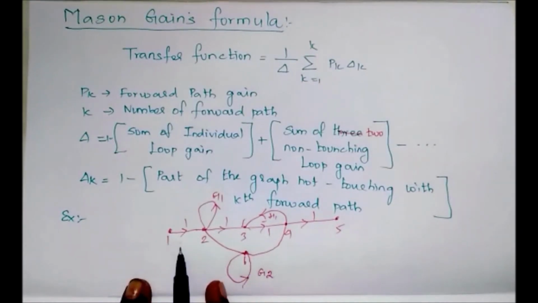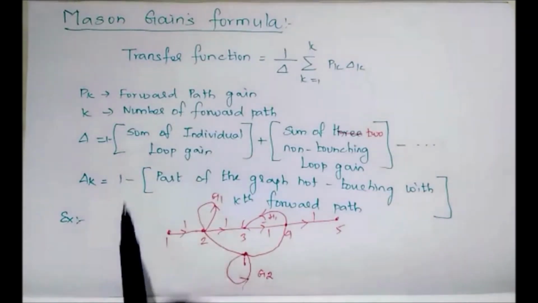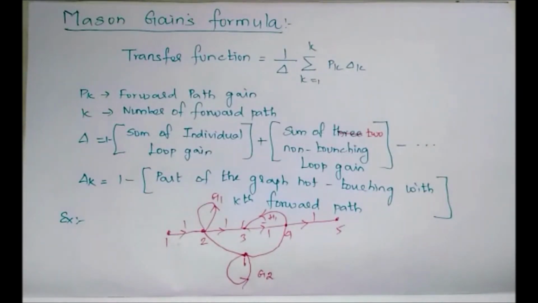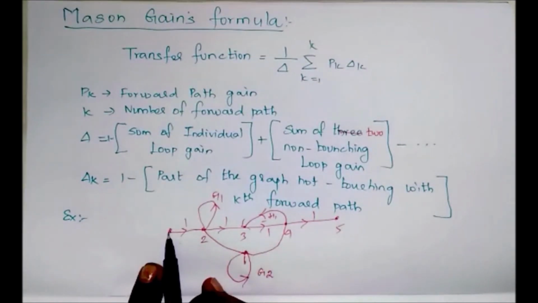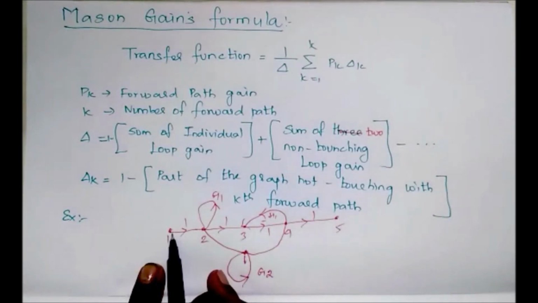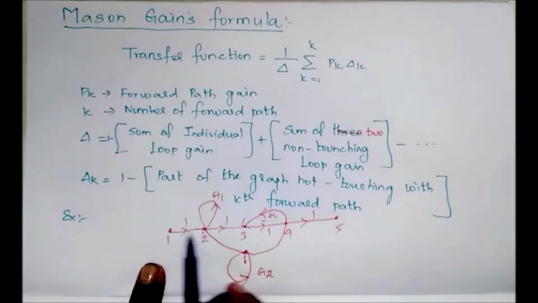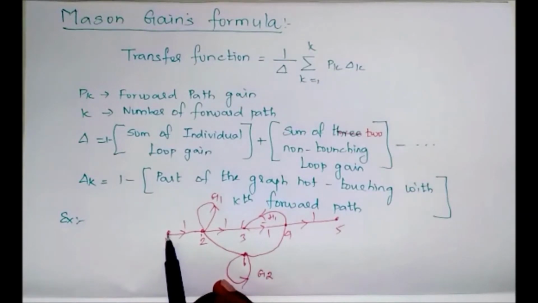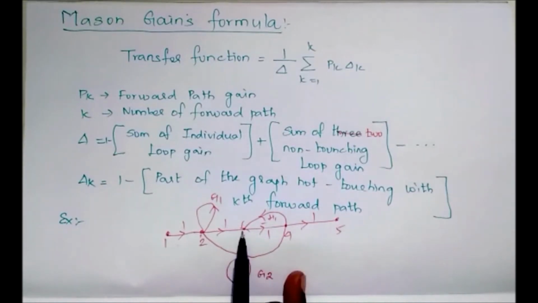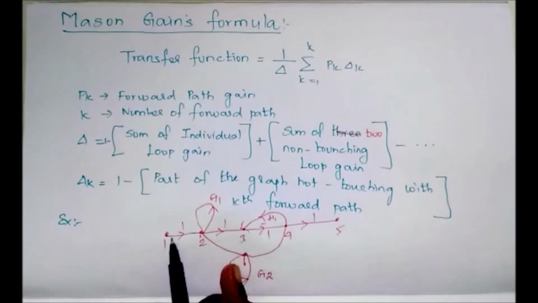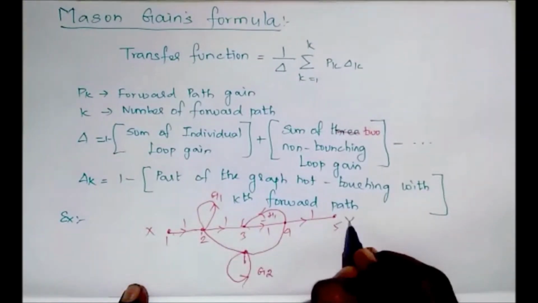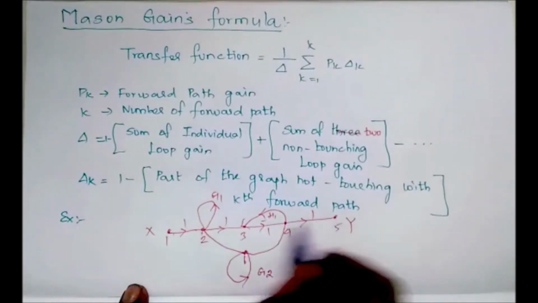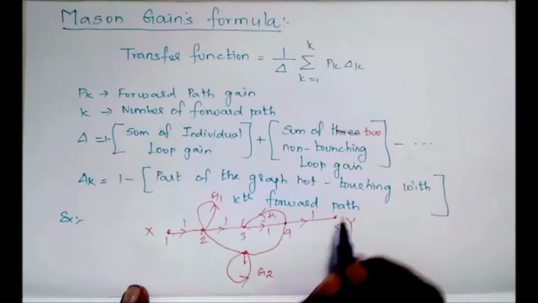According to the problem, first we have to identify the number of forward paths. Here forward path means it has to start at the input and end with the output. So from 1 to 2, by using this arrow mark, it is moving 1 to 2, again 2 to 3, 3 to 4, 4 to 5. The arrow mark indicates that it is moving 1 to final. It means suppose input is x, output is y, it is moving 1 to 5 without any interruption. So this is the first forward path.